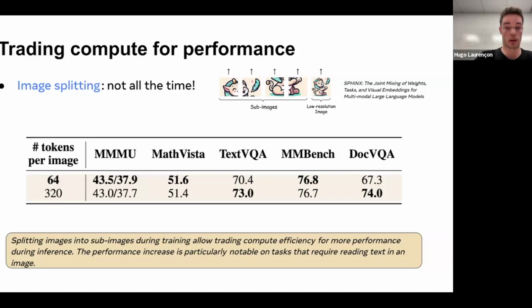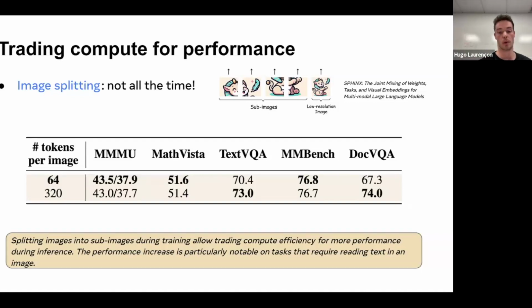During the training, we applied the image splitting strategy or not. So it means that for some images, we didn't split them, and we tried with the regular approach. And for others, we decided to split them. So we had different resolutions during our training. And what we showed is that we didn't really see improvements for most of the tasks, except the tasks requiring reading text in an image. So, for example, TextVQA and DocVQA.